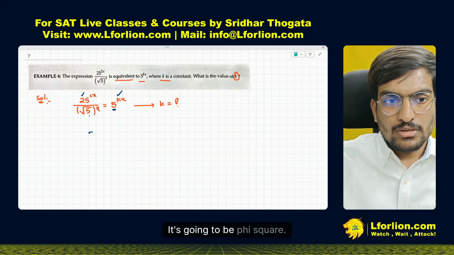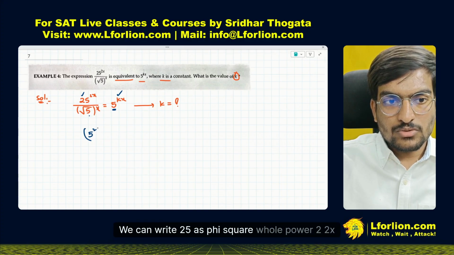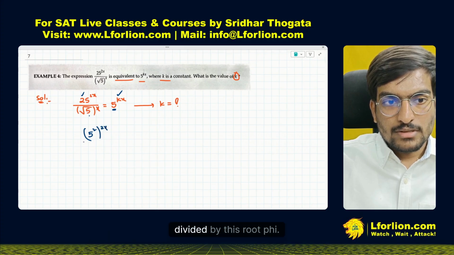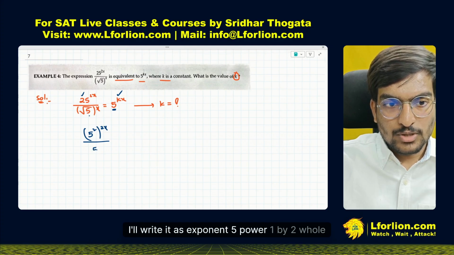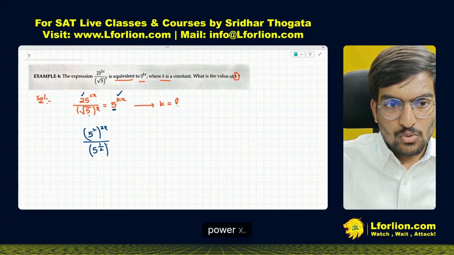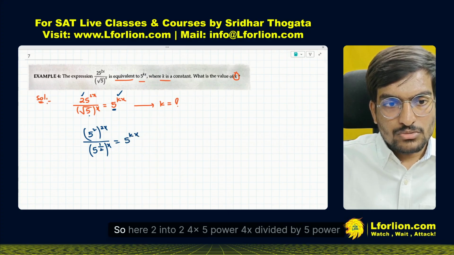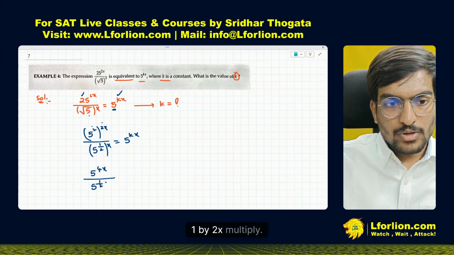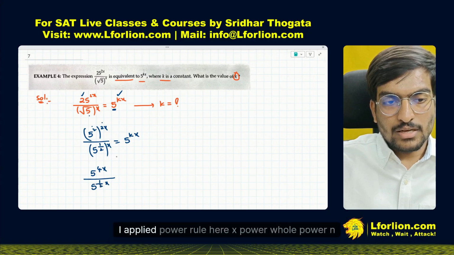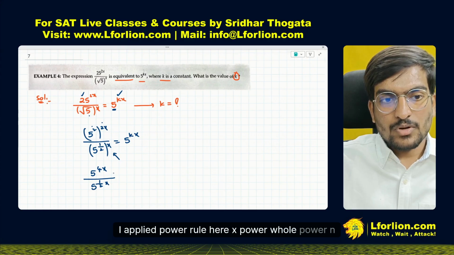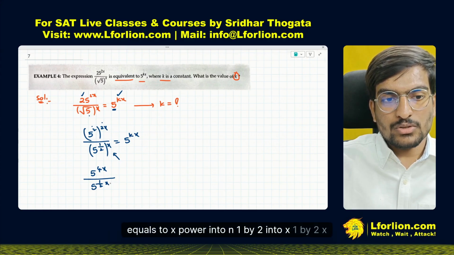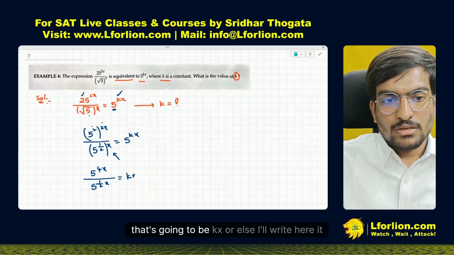It's going to be 5 squared. We can write 25 as 5 squared whole power 2x, divided by this root 5, which I'll write as exponent: 5 power 1 by 2 whole power x. That's going to be 5 power kx. So here 2 into 2, 4x: 5 power 4x divided by 5 power 1 by 2 x. I applied the power rule here: x power m whole power n equals x power m into n. 1 by 2 into x, 1 by 2x. That's going to be kx.